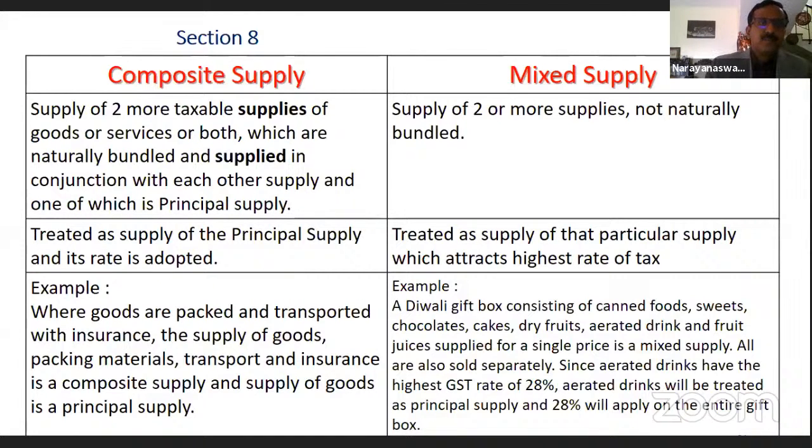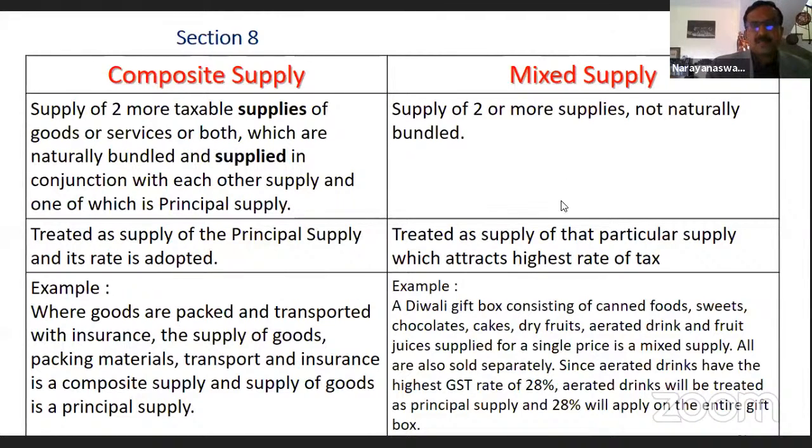In case of composite supply, 2 or more items are there, which are goods or services, but they are bundled naturally together and supplied in conjunction with each other, and one of which is called principal supply. For example, if you want to install television, you buy the modem and things like that, television connection. Also, somebody comes and installs it. Installing is a service, whereas modem is a goods, but it will be treated as installation of TV and treated as a service.